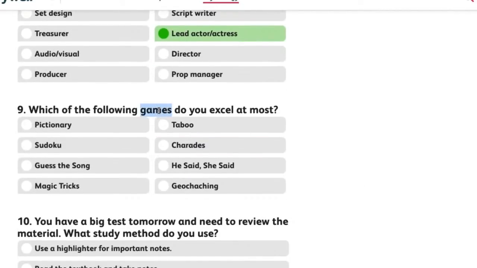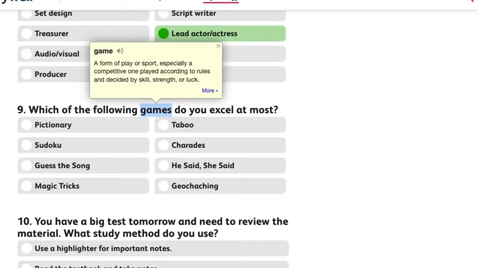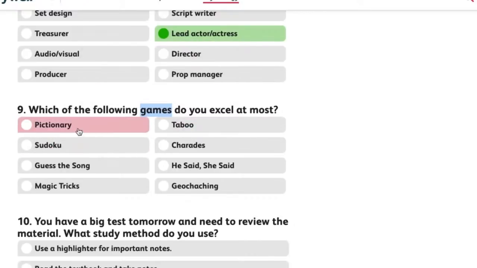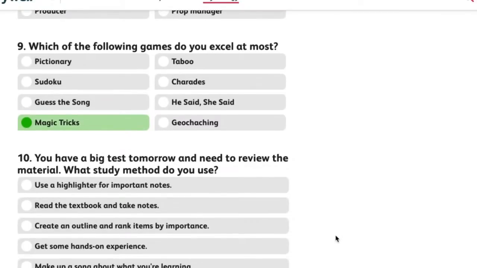Which of the following games do you excel at? Think about games. I don't know all of these, to be honest. I know Pictionary, and that's fun. I like Sudoku. It's the numbers game. Guess the song is what it says. I love magic. Geocaching. Oh, that's an interesting game, but it's hard to explain. He said, she said, no idea. Charades is where you act and guess what someone's saying. Taboo is where you draw and guess what somebody's saying. I'm going to say magic tricks. I love magic tricks. Doing them and watching them.